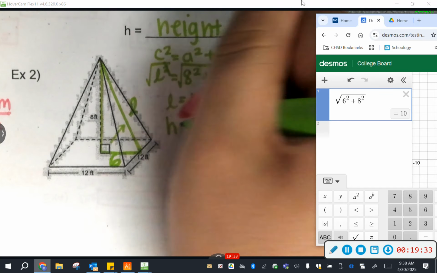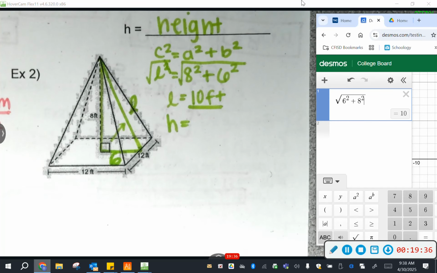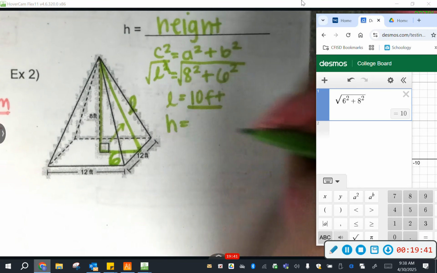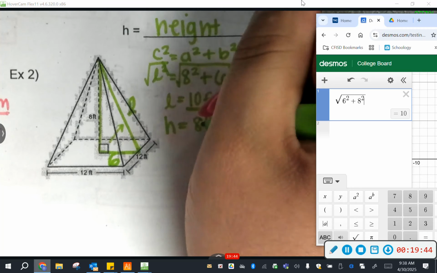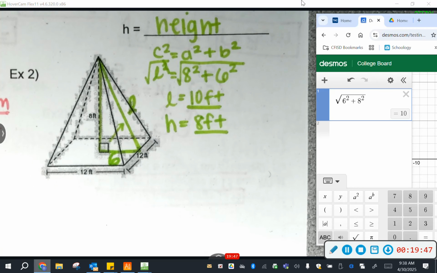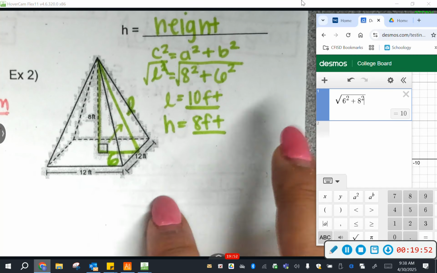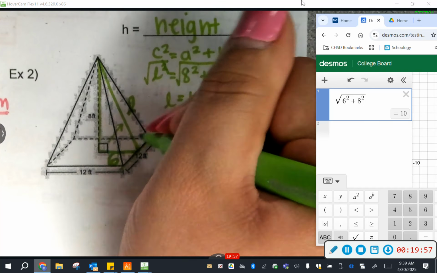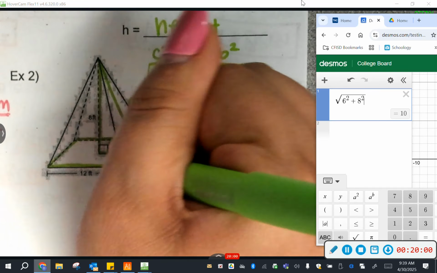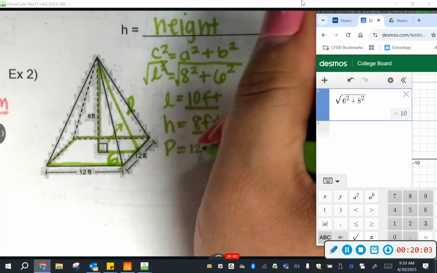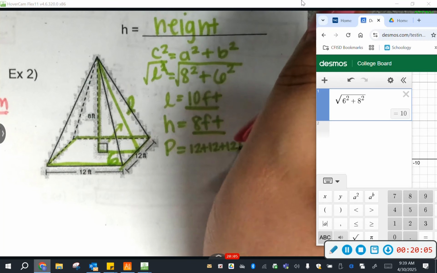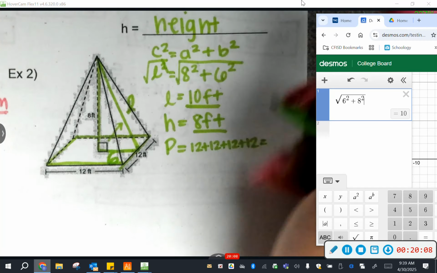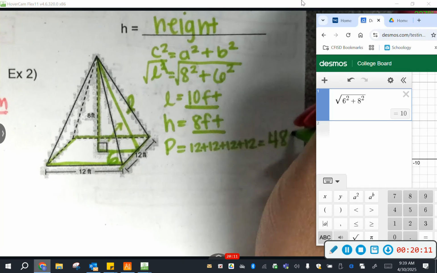All right, what's my height? Shh, hold on, focus, please, focus. What is my height? How tall is it? Language. How tall is it? 8 feet. I know that's really hard to see. This picture's gross. By the way, you're going to have to kind of start writing small. If you're already down here, it's going to take a lot more room. My perimeter. Remember, we're doing the perimeter of the base, of the bottom. How do I find the perimeter of the bottom? 48. You can do 12 times 4, or you can do 12 plus 12 plus 12 plus 12. Either way, you get 48.